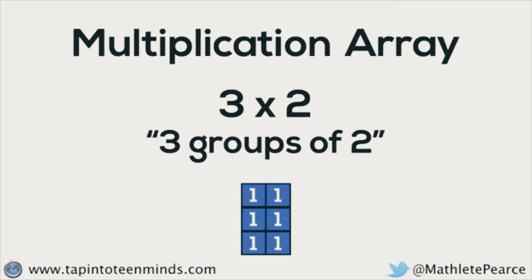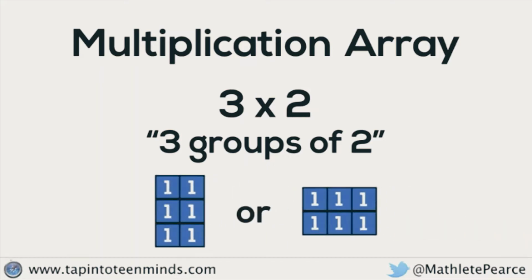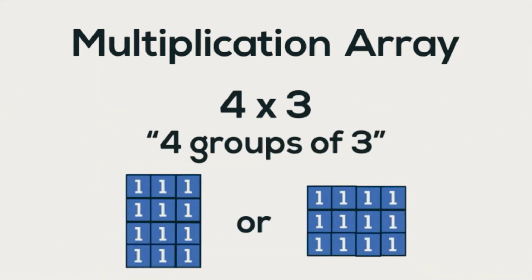3 times 2 is the same as saying 3 groups of 2, and we can show these 3 groups as 3 rows and 2 columns, or as 3 columns and 2 rows. Pretty cool, right? Here's another example. Here in Ontario, the grade 3 math curriculum tells teachers that we need to give kids a ton of practice working with multiplication concretely, and one of those very important representations is using arrays.